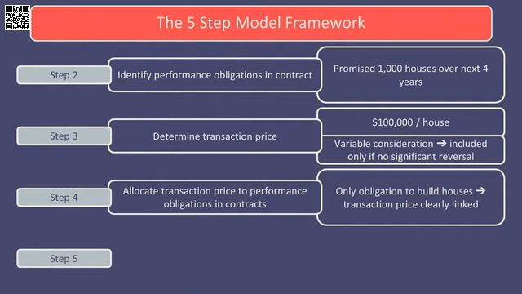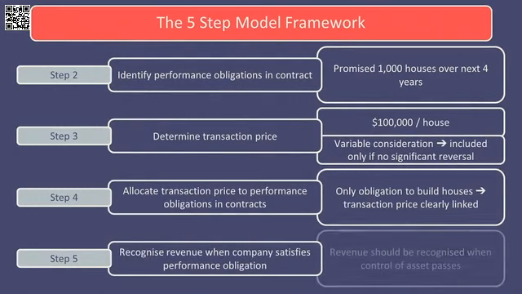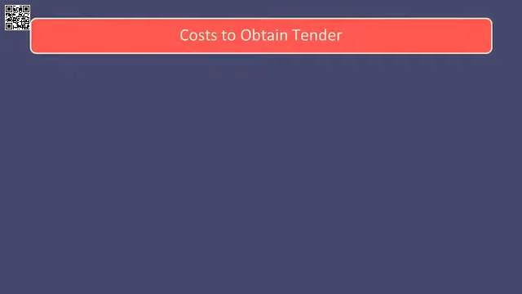Step 5. Recognise revenue when the company satisfies its performance obligation. Now in this project, we know that control of the house passes when the house is completed and the local government has full control. So that is when the revenue should be recognised, not in year 4 when the project officially is completed. Now what about the costs to obtain the tender?